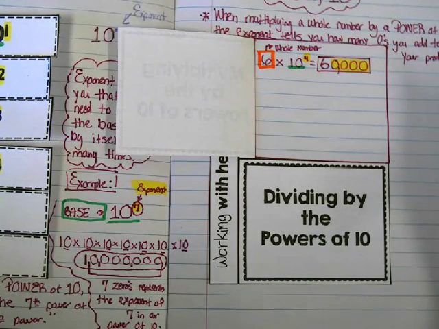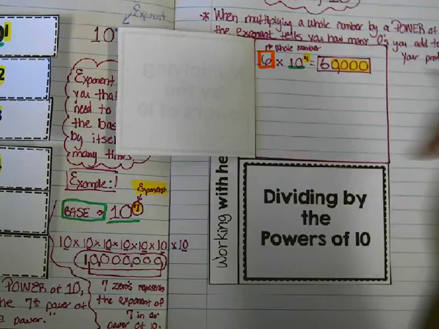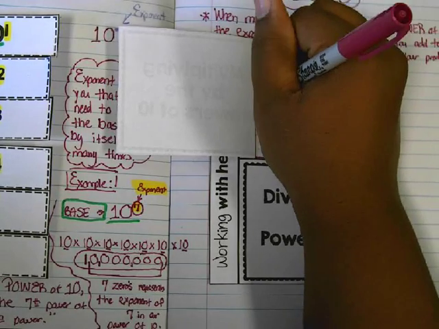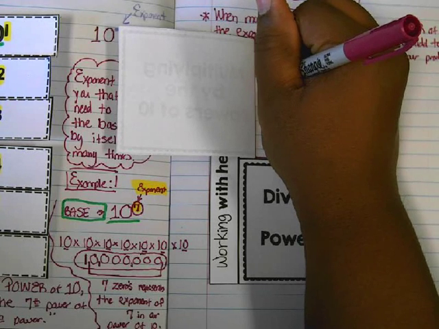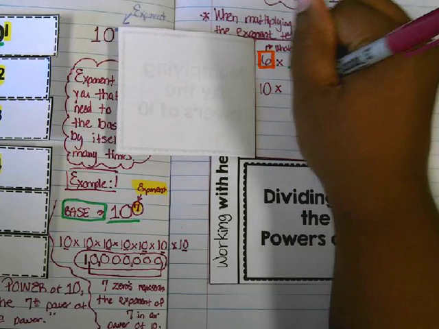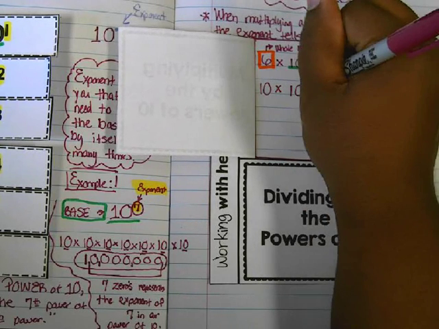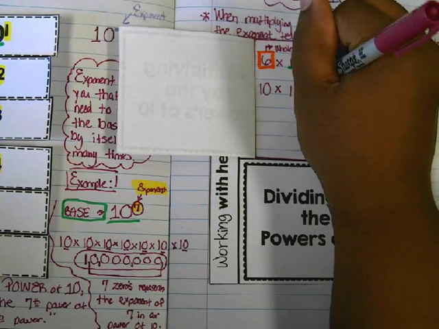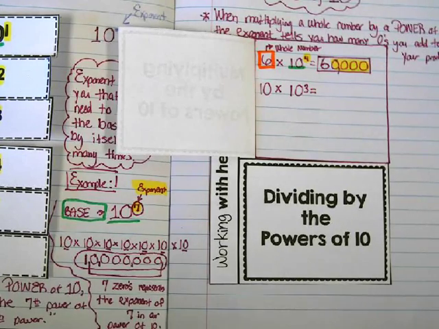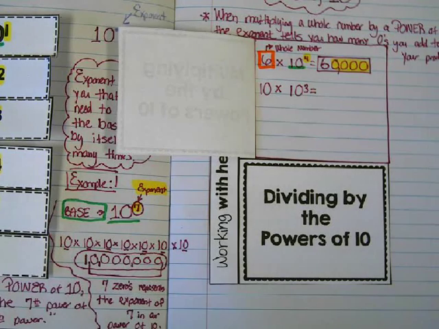Just blown. Now, another example. Let's say we have 10 times 10 to the third power. What is that going to be? I'm going to give you guys a minute to think about it. You can pause the video, take your time.